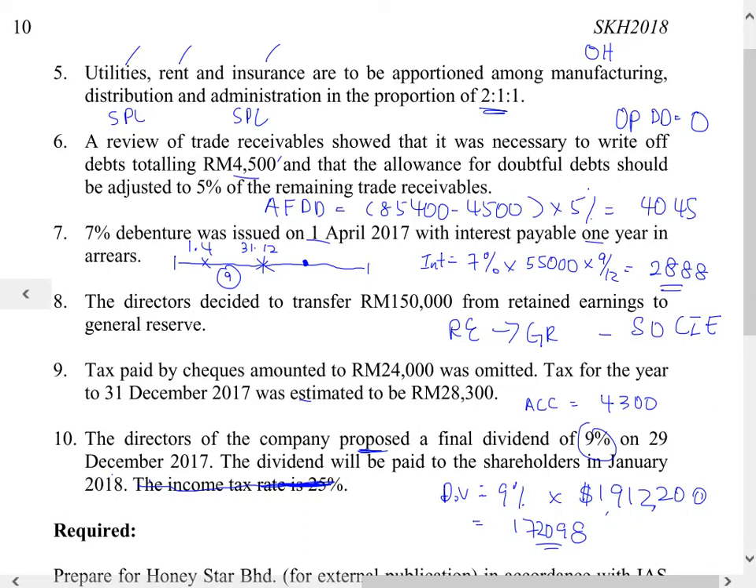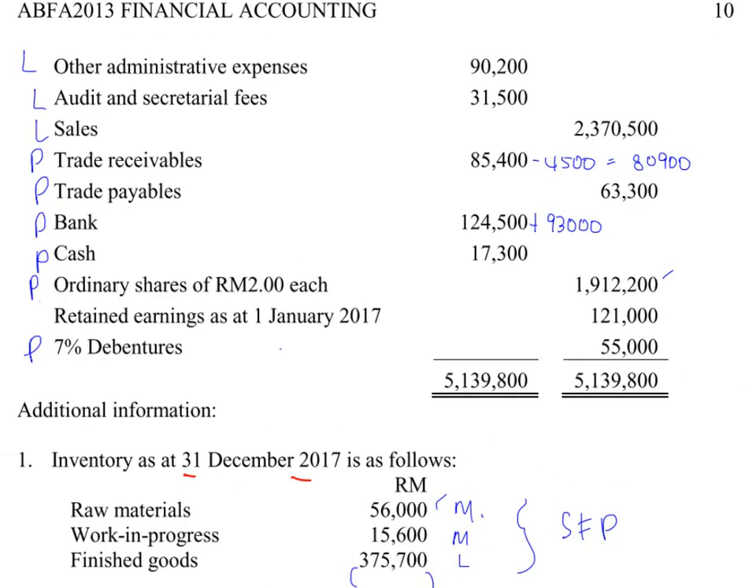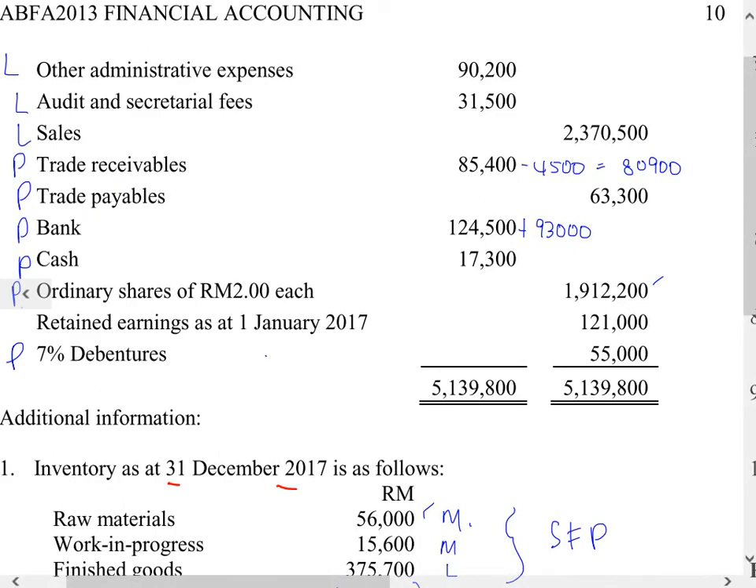Tax paid by check, 24. Was omitted means haven't recorded. You haven't recorded the tax paid. However, the tax should be 28. So let's record the tax paid. Minus 24. Haven't recorded, so we should have a tax account of 24.